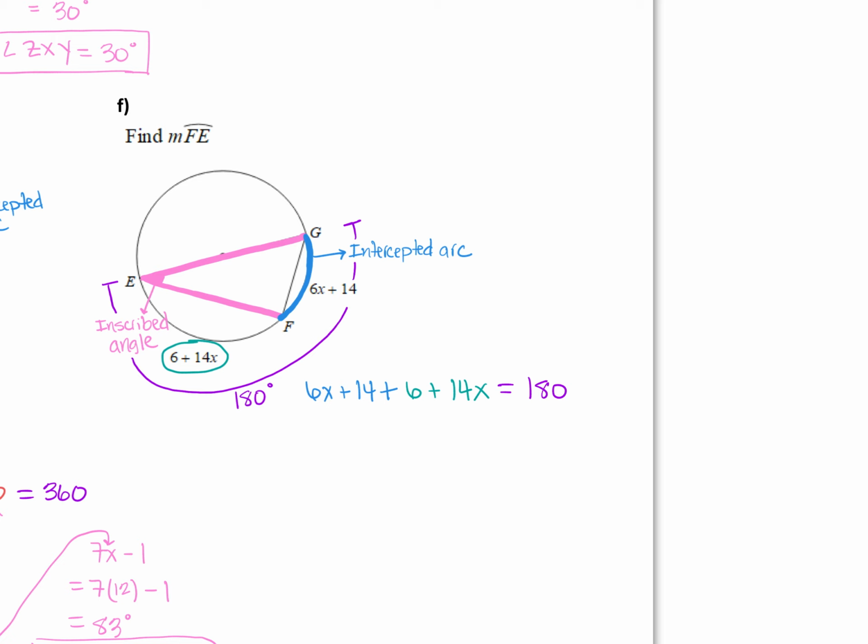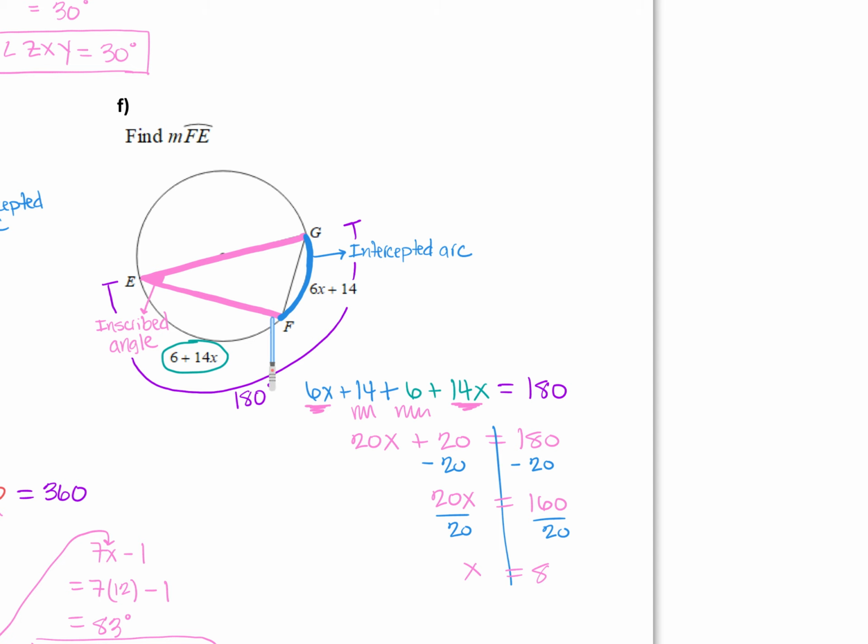And now we combine like terms, so 6x plus 14x is 20x, and 14 plus 6 is also 20, and that equals 180. Subtract 20 from both sides, and that gives us 20x is equal to 160. Divide both sides by 20, and that gives us x is equal to 8. But we're not finding x, we are finding the measure of arc FE.